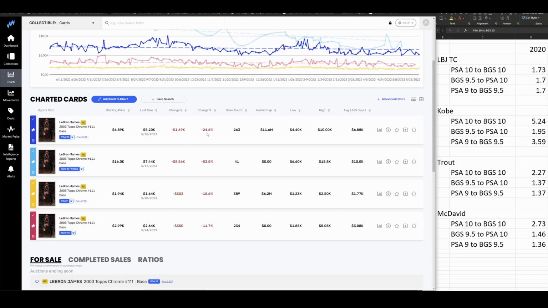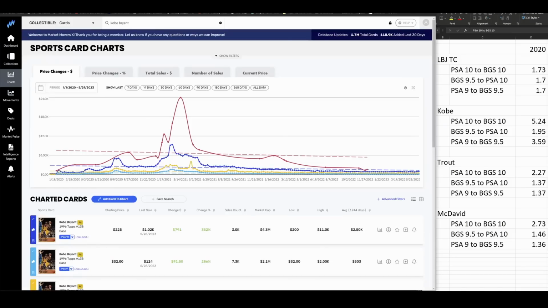PSA 10 LeBron Topps Chrome is down 25%. And this is going to drive home the point that a lot of this, I feel like, has happened in the last year. Let's call it 25%, the PSA 10. The BGS 10 Pristine has dropped 53% in the last year. The PSA 9 has dropped 15%, and the BGS 9.5 has dropped 11%, basically almost 12%. So those are not as crazy gaps, but the PSA 10 to the BGS 10 is a considerable difference in value change. Let's look at the next card.